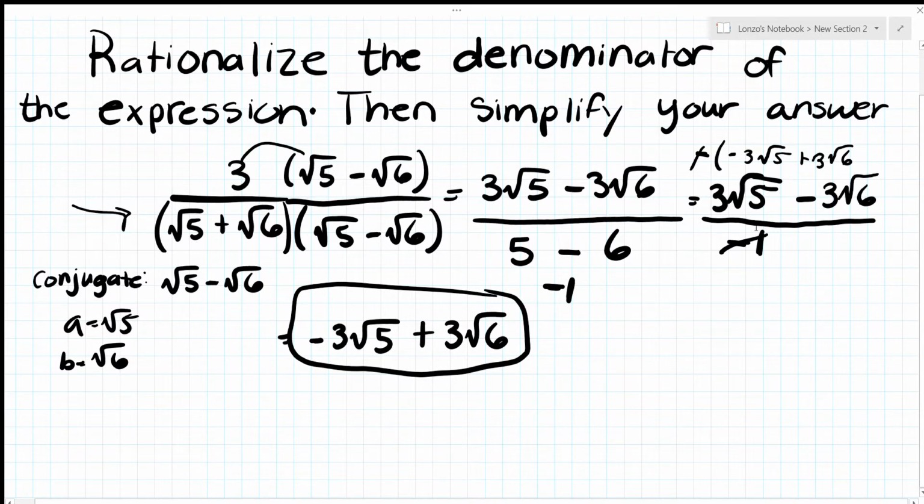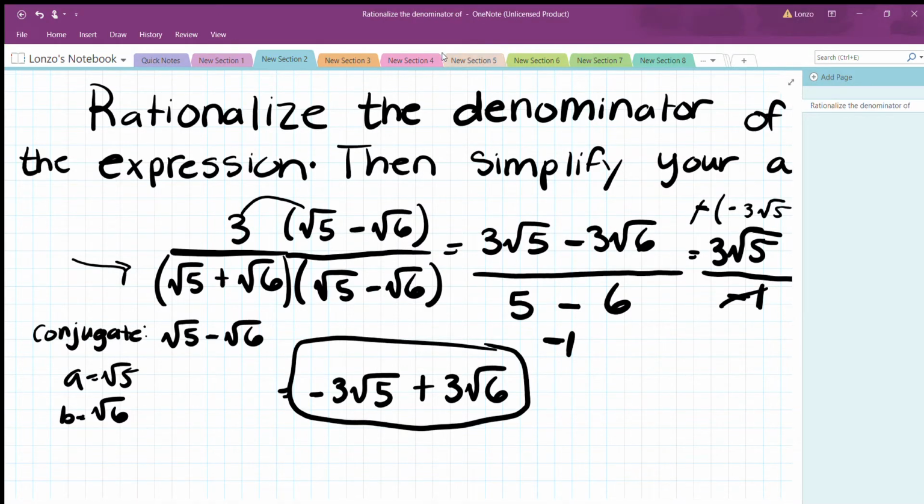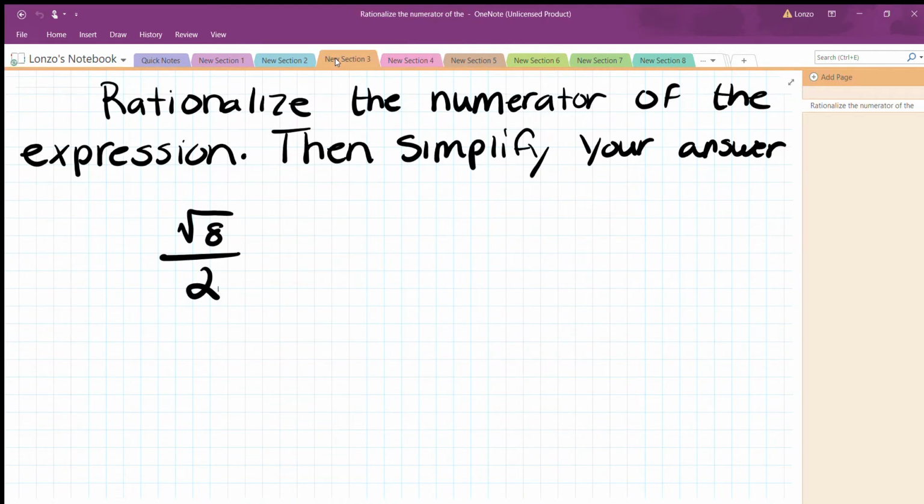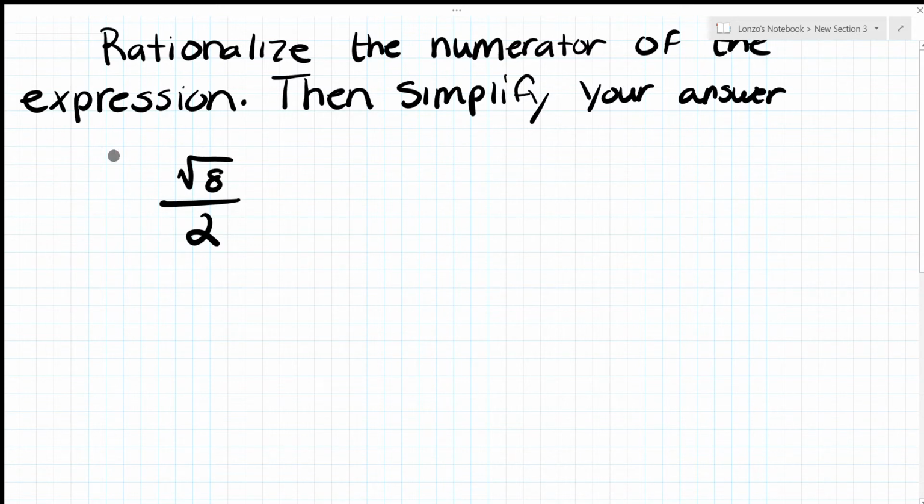Okay, so now I think we're going to do some rationalizing numerators. We were rationalizing denominators, so let's rationalize numerators. Rationalize the numerator of the expression and simplify your answer. Basically when I see a radical in the numerator, I want to get rid of it. So I'm not going to take the conjugate like last time because it wasn't in a plus or minus form, it's just radical form. So how do I get rid of that radical 8?